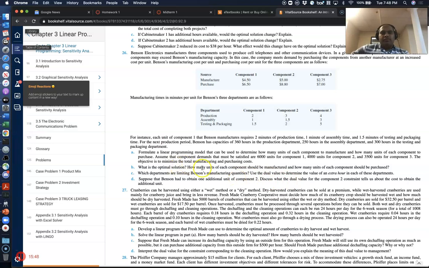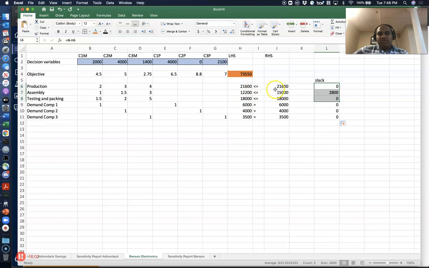So let's look at the question. We saw the optimal units, how many units are produced, how many are manufactured. We saw all of that. Which departments are limiting Benson's manufacturing quantities? So manufacturing wise, we saw that we are using up all production time and we are using up all testing and packing time. So production and testing and packing are the two departments that are constraining what Benson can do. If they have more production time and more testing and packing time, they can make more themselves rather than buying from the outside.